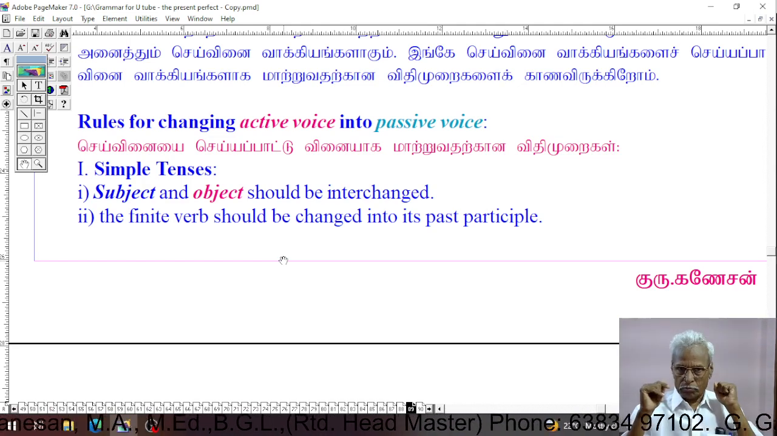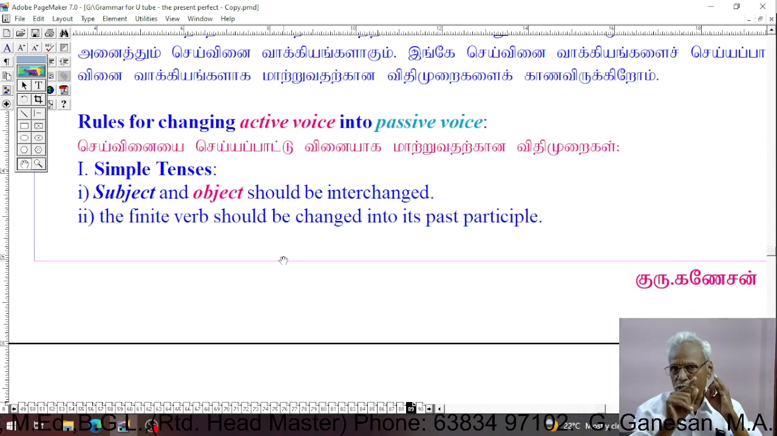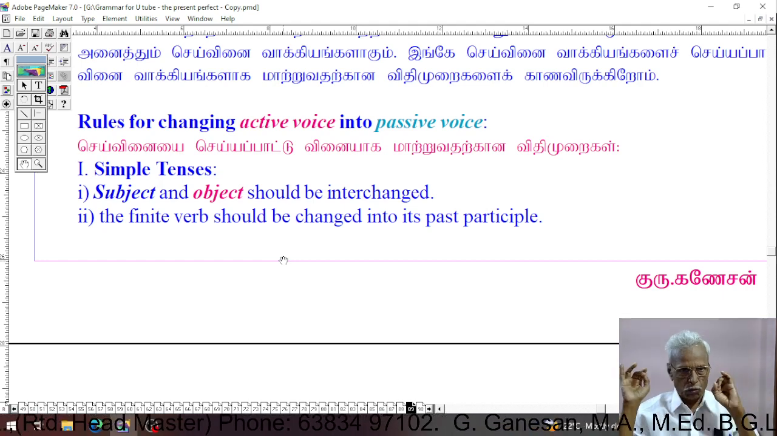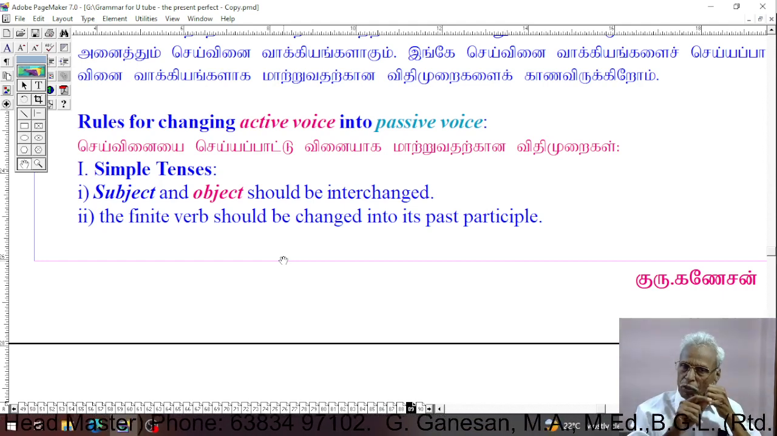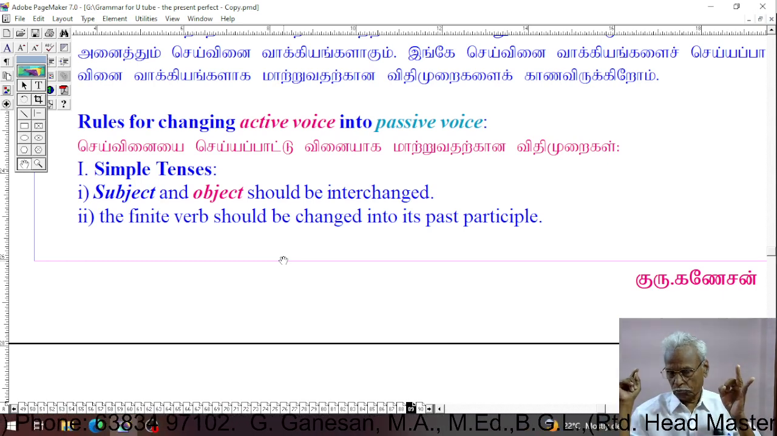Rule 1. Subject and object should be interchanged. This is the first rule. Subject and object should be interchanged. Rule 2. The finite verb should be changed into its past participle.